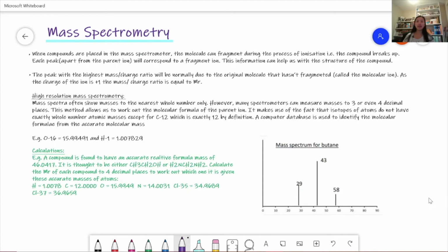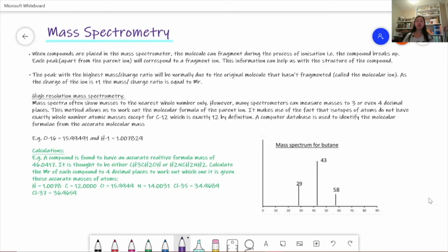Now we're going to talk about mass spectrometry. When compounds are placed in the mass spectrometer, the molecule can fragment during the process of ionization, and this just means that the compound breaks up. Each peak, apart from the parent ion, will correspond to a fragment ion, and this information can help us with the structure of the compound. The peak with the highest mass-to-charge ratio will normally be due to the original molecule that hasn't fragmented, and this is called the molecular ion.